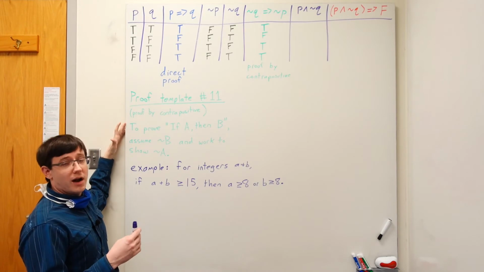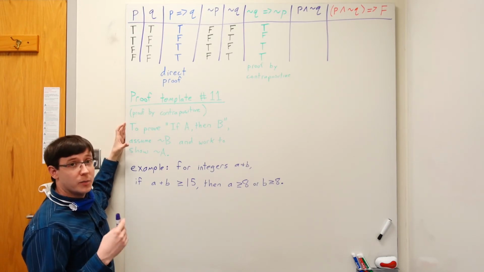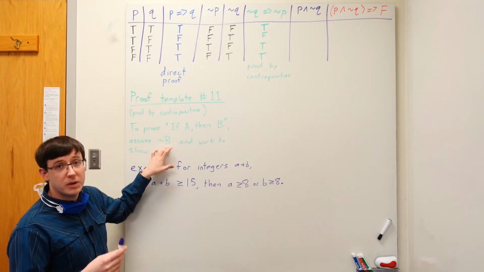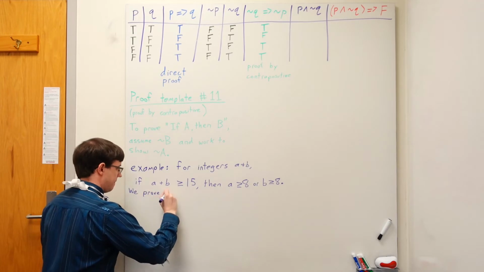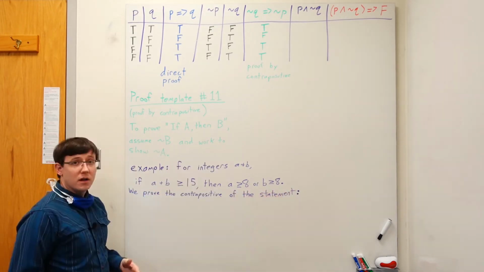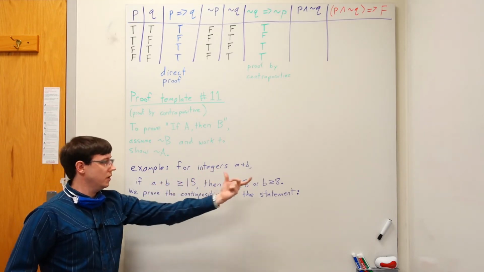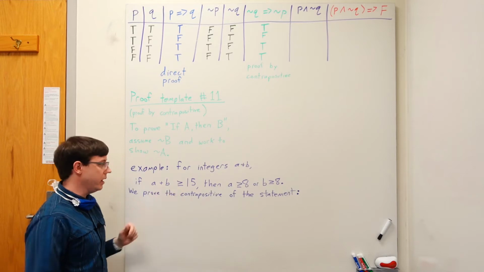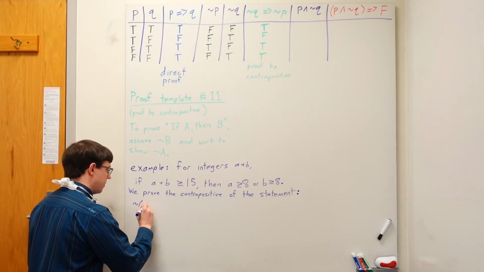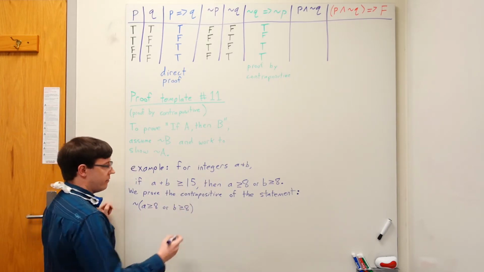When we use our proof by contrapositive template, it helps to say so at the beginning so the reader knows why we are hypothesizing not B. The contrapositive of P implies Q is not Q implies not P, so we get the negation of the right-hand side implies the negation of the left-hand side.